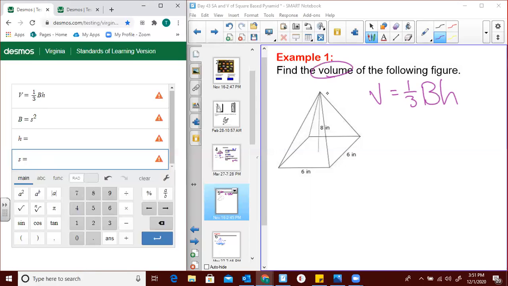Well, it's volume, so I know we're looking at the inside. We're trying to fill this in somehow. It just says find the volume. So what could the total volume possibly be? How much could we fill this up with?